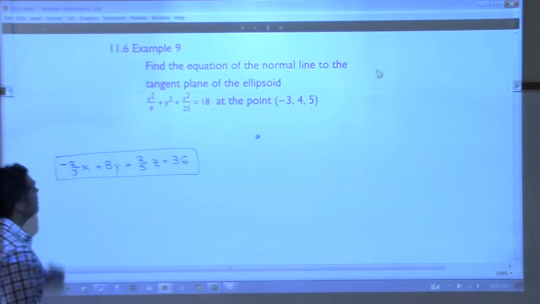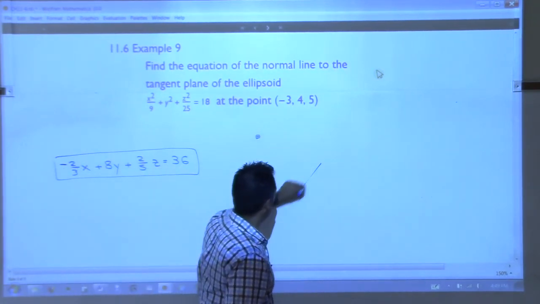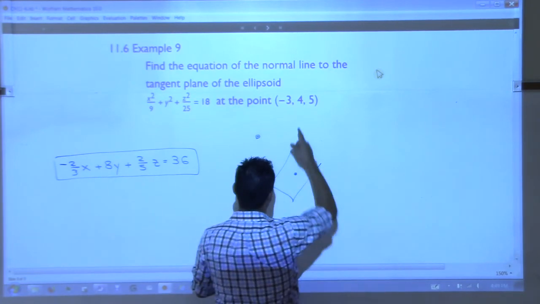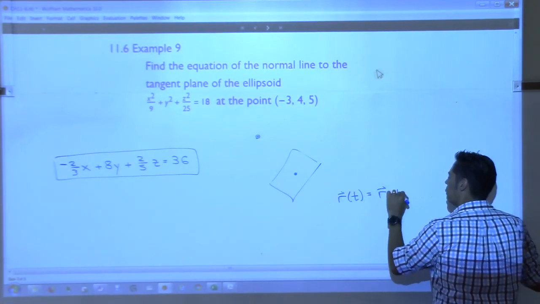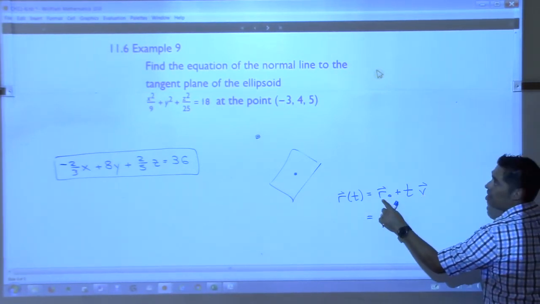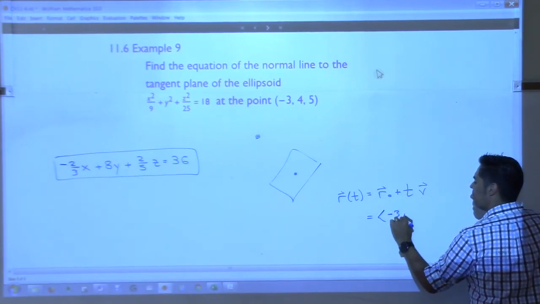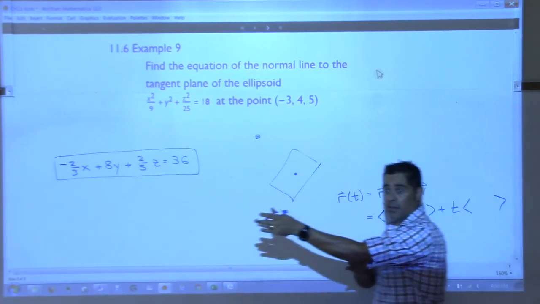Now, for the equation of the normal line, just think back to how we find the equations of lines in this class. What are the two things we need? A point and a direction vector, right? So do we have a point that we can use here? Yeah, the point that's on our tangent plane. So we've got our tangent plane, and there's the point. So our vector equation of our line will be this one. This right here is our point, negative 3, 4, 5, and then plus t times a direction vector of our line, which we can get from what?